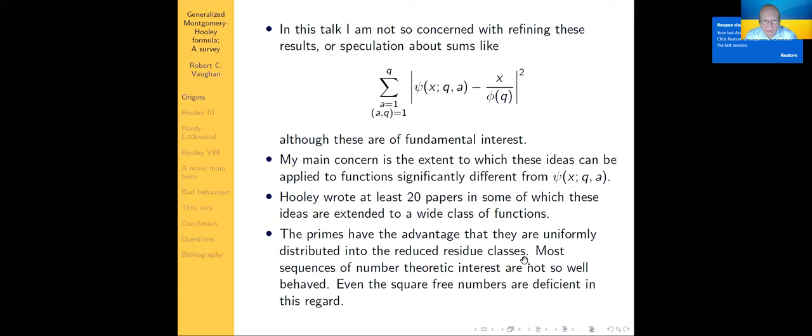Okay, now, the primes have a huge advantage over other sequences in that they're uniformly distributed in the reduced residue classes. And that makes life very easy. You think of almost every other sequence that is of interest in number theory, like the square-free numbers, for example. They are no longer that well distributed into residue classes. They vary at least according to the GCD of q and the residue class modulus in the residue class.